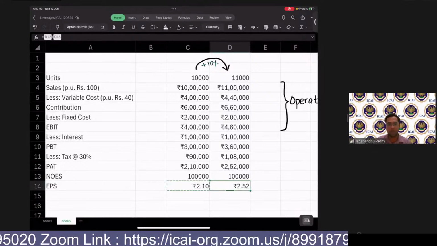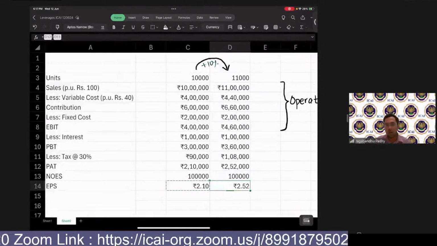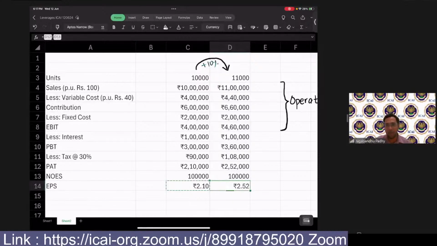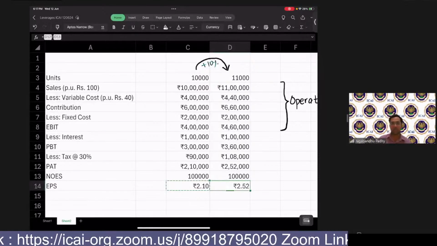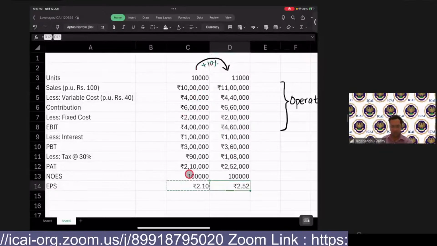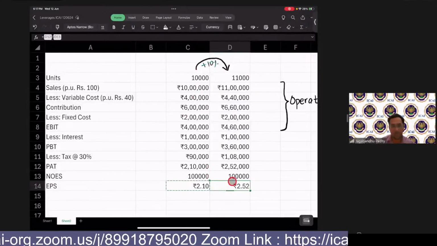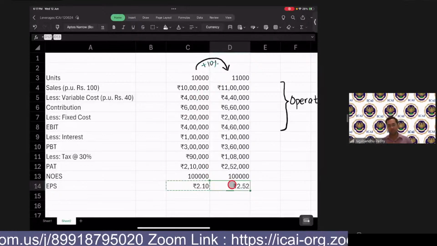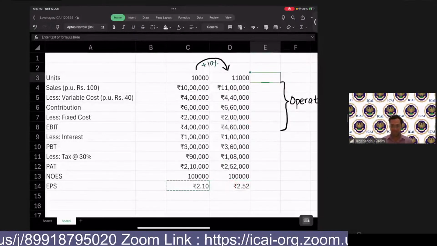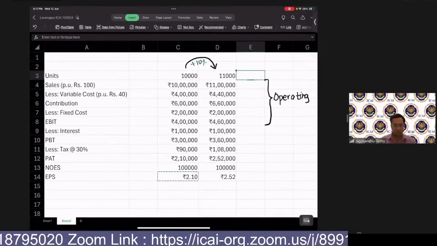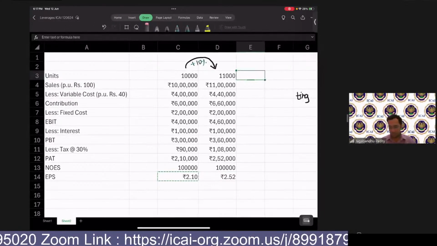Okay. Are you all getting this EPS? Just confirm, guys. We get this EPS figure with the increased sales. So when we are increasing the sales by 10%, we are observing that EPS is increasing from 2.1 to 2.5. Now it's time for us to calculate the percentage changes.